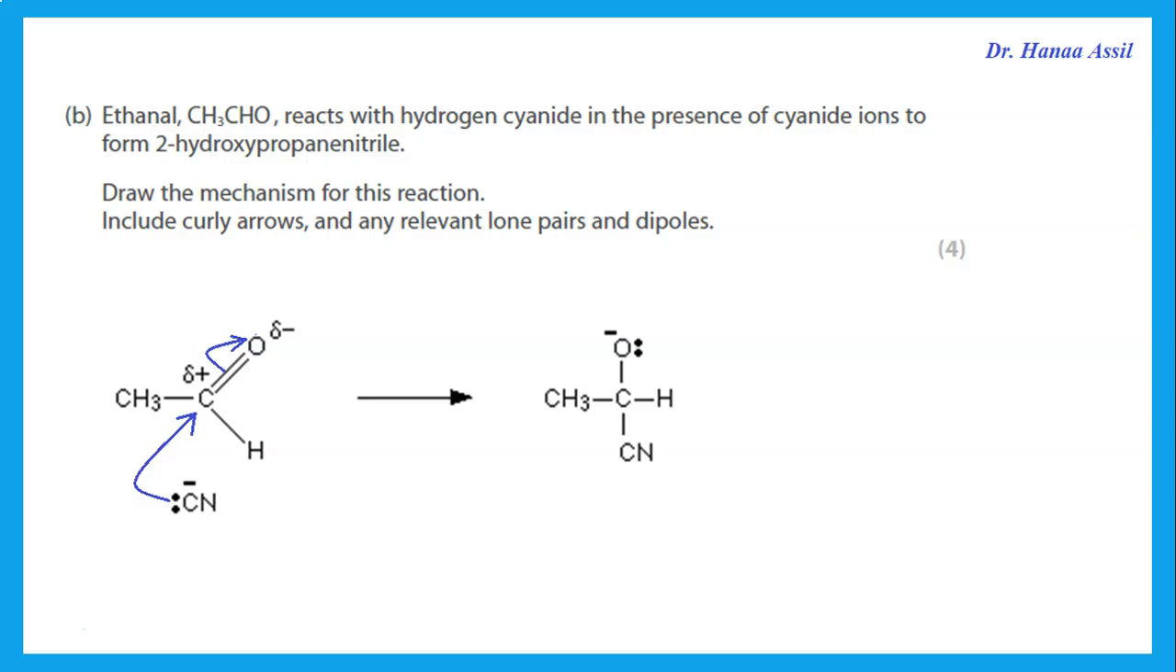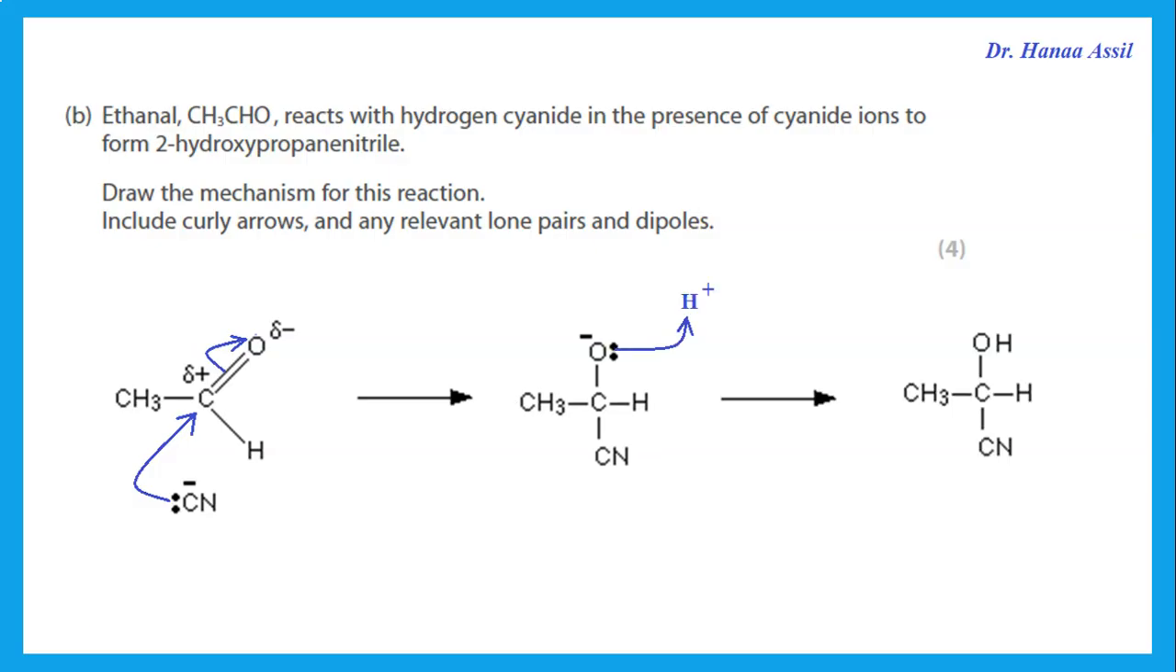Then we're saying this is reacting with hydrogen cyanide in the presence of cyanide ions, so the lone pair of electrons on the O minus now reacts with the H of the hydrogen cyanide, and this gives the overall product, which is a cyanohydrin.